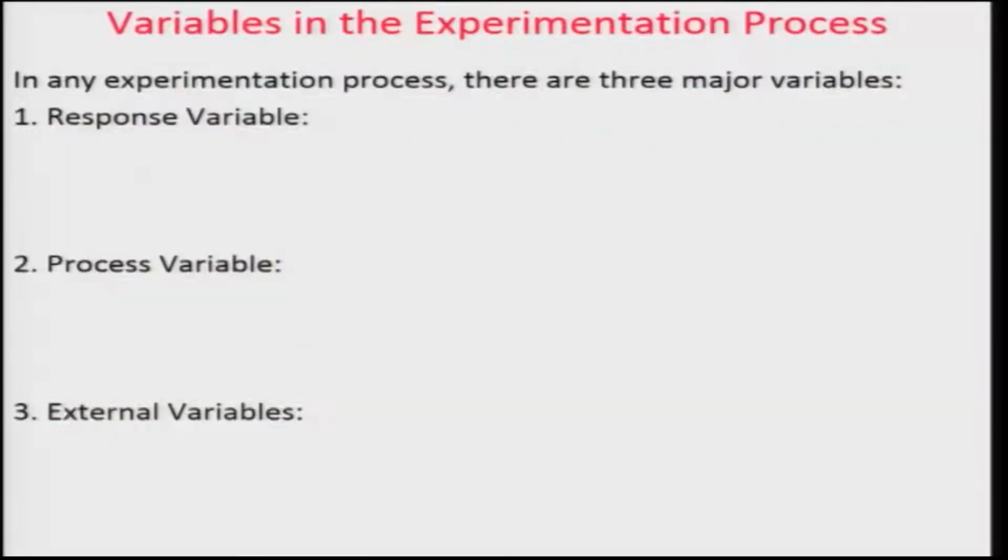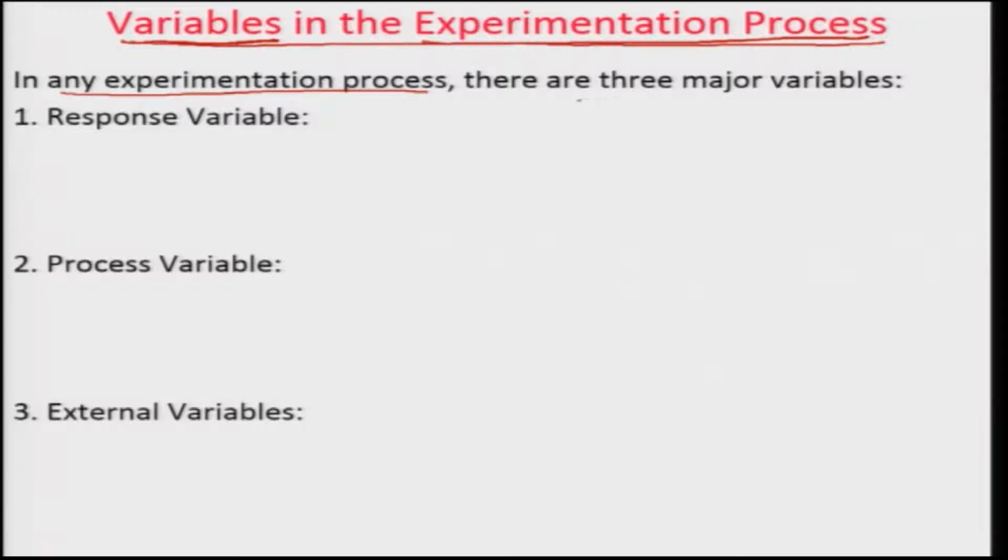So, going back to the experimentation process, we are now going to talk about the variables in the experimentation process. If you remember, in the earlier discussion we talked about variables of the optimization model, or building optimization models. Now, we are going to talk about variables in the experimentation process. There are many different variables people talk about, but for the purpose of this course, in any experimentation process that we discuss in this class, there are three major variables that we are going to focus on. All three variables are listed here. They are called response variable, process variable, and external variable.